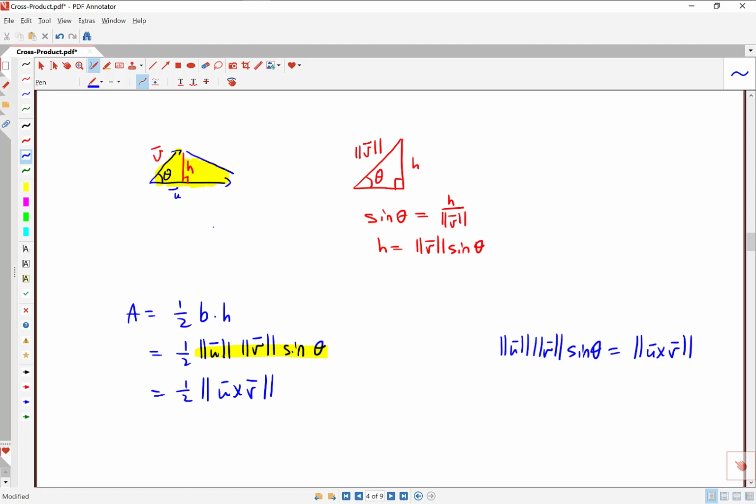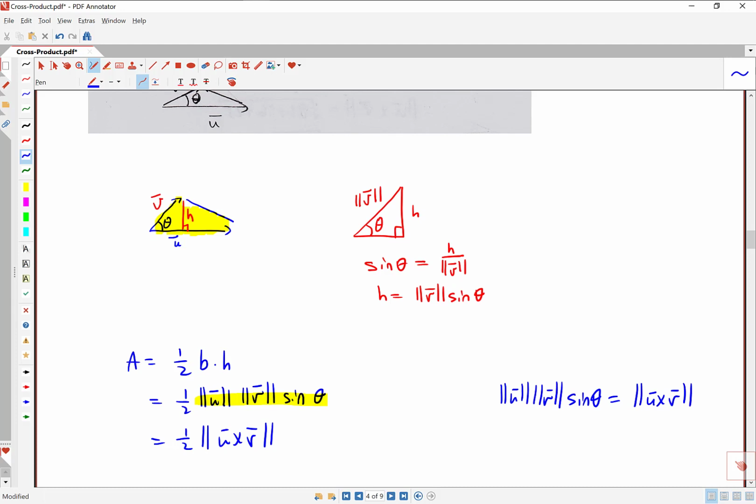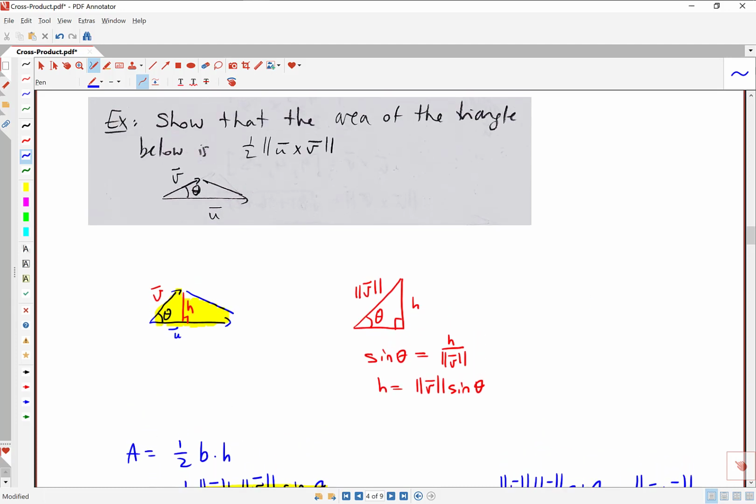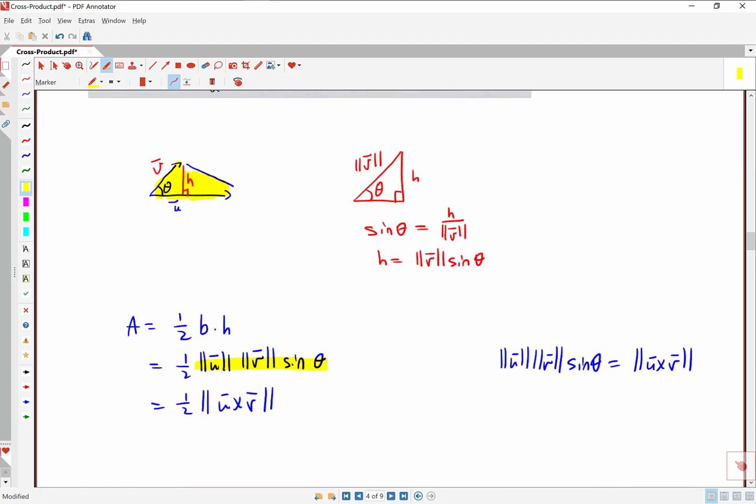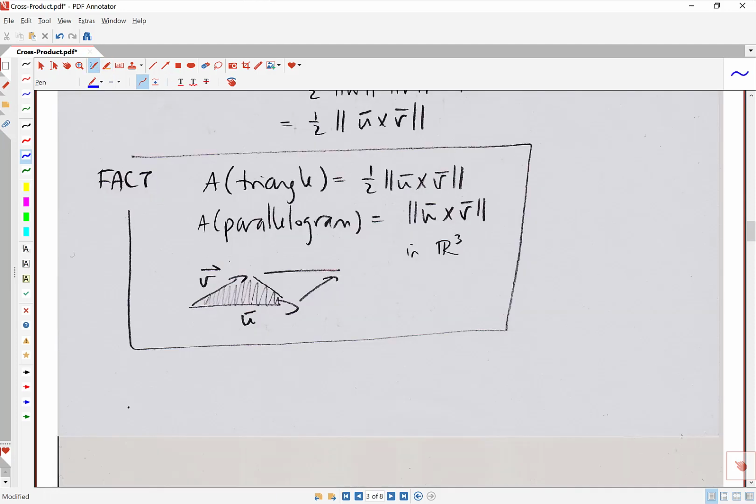So let's just look back at the question and confirm that we've answered it. So we were supposed to show that the area of the triangle is exactly half the length of the cross product, and yes, we have done that. So let's encode this with a fact in case we need this later.